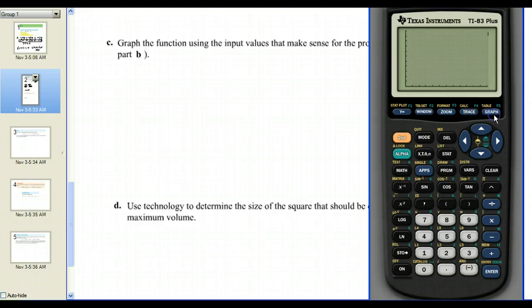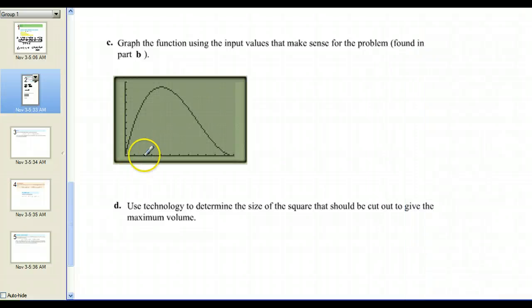So hit graph. So there it comes, there's our peak, and then it comes back down and then it hits again. Alright, so I'm going to put that in here. Alright, and then again, this is 0 here, this is 12 up here. Alright, and then this was 0 for y all the way up to 1100. Alright, and each tick mark was 100.